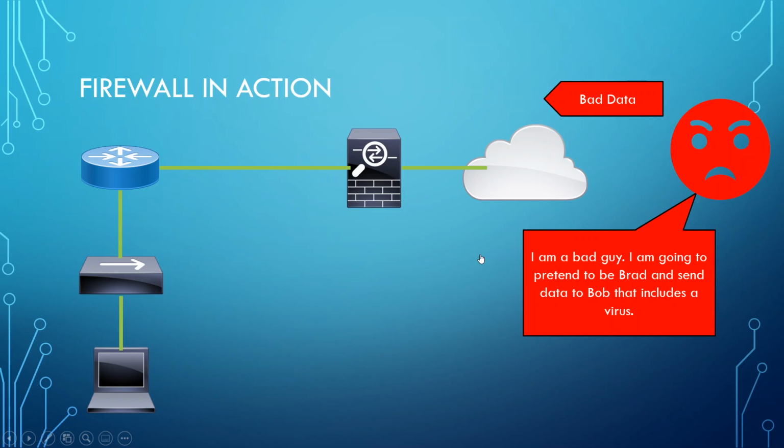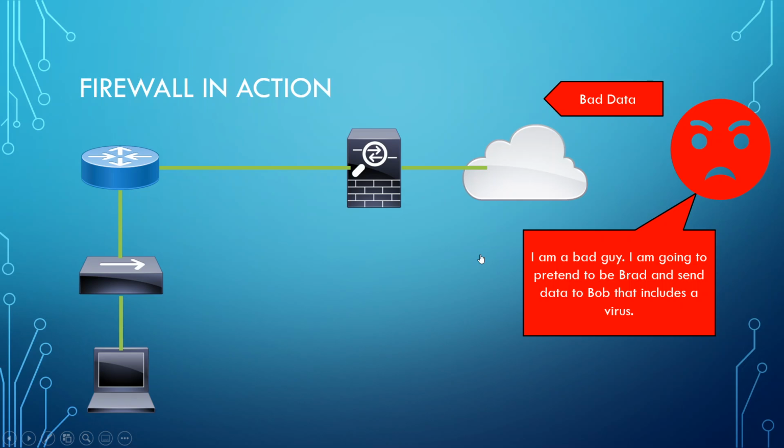Now, let's see what a firewall would do when it receives bad data or bad traffic. In this case, we have some bad guy on the internet. Okay, let's say he's a hacker. He's up to no good, basically, and he's going to pretend to be Brad. He's going to be like, okay, I know that Bob trusts Brad. I've done my research, etc. So I'm going to pretend to be Brad.